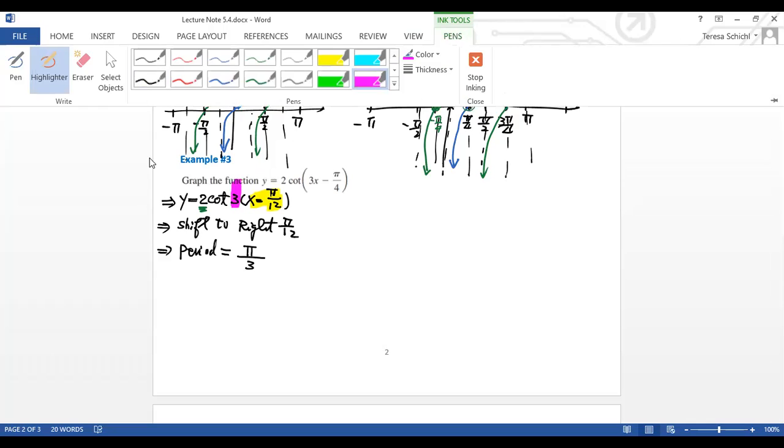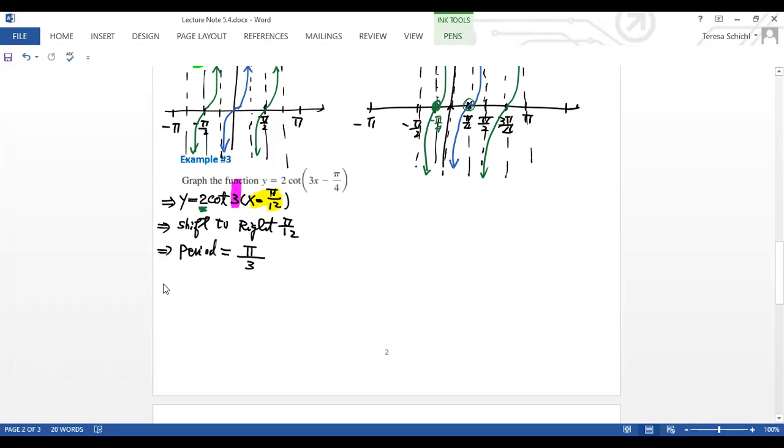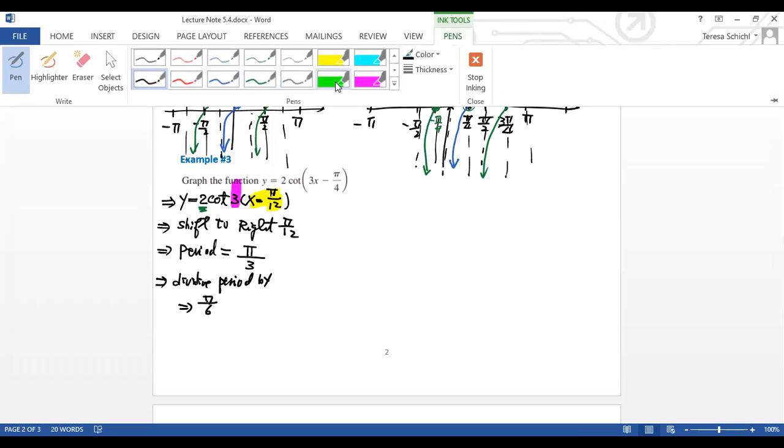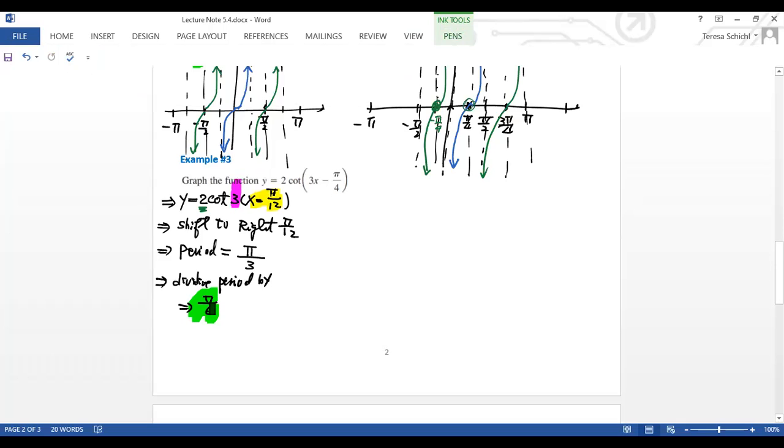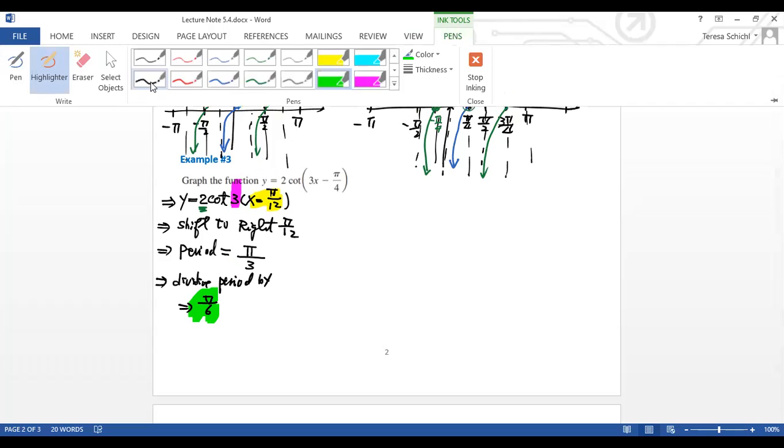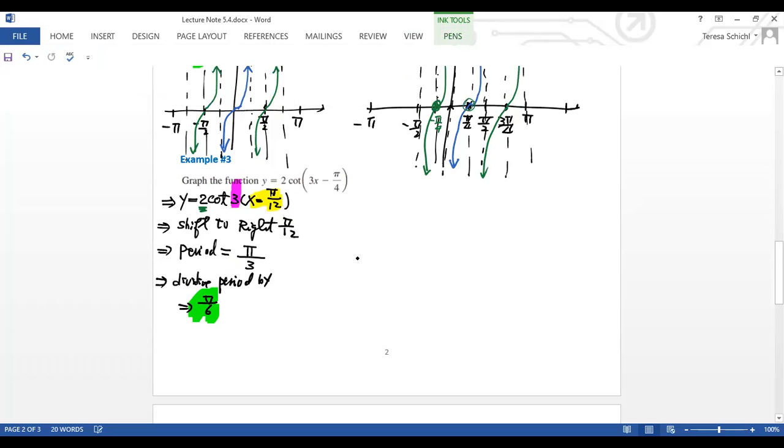Okay, so because it's cotangent, right? So I will divide the period by 2. So what I have here is pi over what? Pi over 6, right? Okay, so the pi over 6, this is the key thing we need. So we need to graph here, right? So let's try to do this. Maybe we'll make it a little bit bigger.